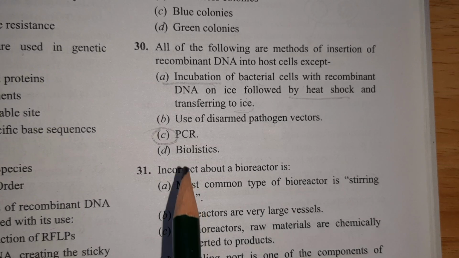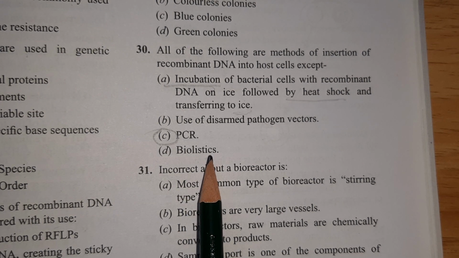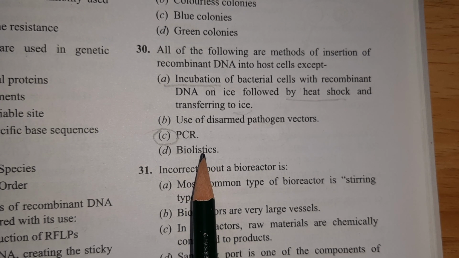Talking about option D, biolistics, in this option the cells are bombarded with high velocity microparticles of gold and tungsten. They are coated with DNA. This is known as biolistics. And this is also a method of inserting the recombinant DNA into the host cell.